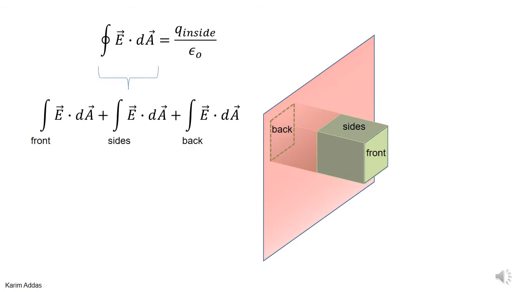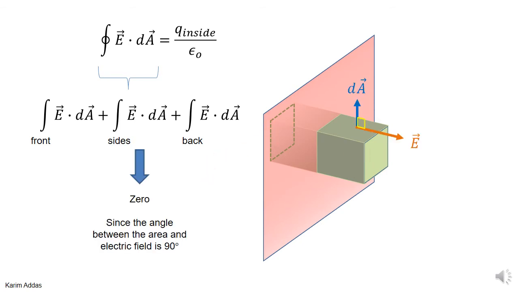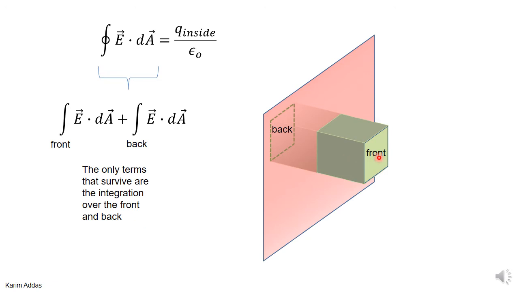So the integration over the closed surface of the rectangular volume consists of three parts: the sides, meaning the top, the bottom, this side and the far side, and then there's the front, and then there's the back. For the sides, we said that all the sides, whether it's the top or the bottom, give you zero flux because the angle between the area and electric field is 90 degrees. For the front and back face, that's the only part that will contribute to the flux.